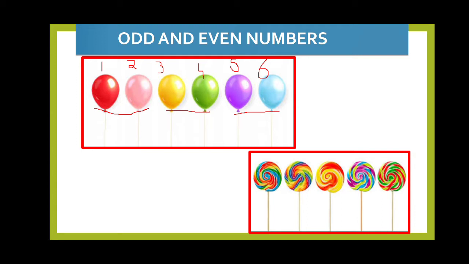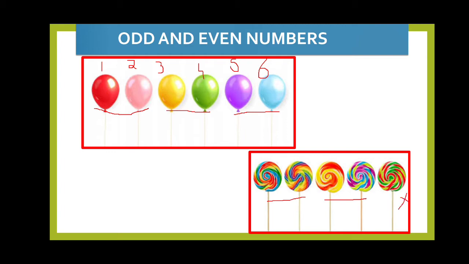Now let us see the second picture, which contains lollipops. So here also what we are doing? We are making pairs of those lollipops. So take the first 2 lollipops, we can make a pair, and the second 2 lollipops, we can make a pair. And if you see the next lollipop, it does not have another lollipop, so we cannot make a pair now. So let us make pairs: the first 2 lollipops, the next 2 lollipops, and the last one which does not have a pair.